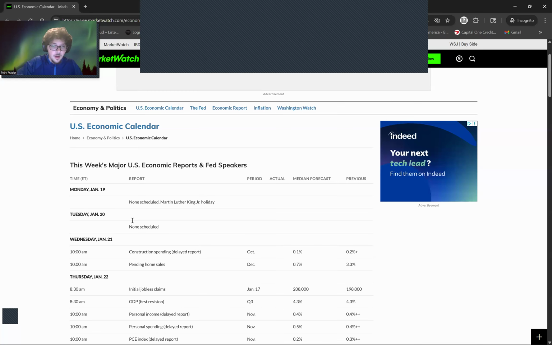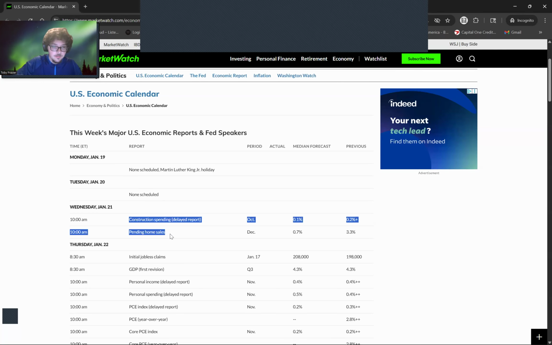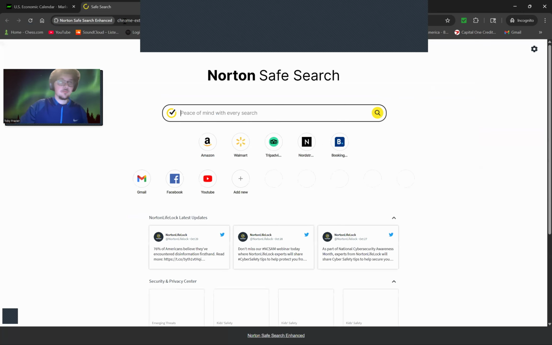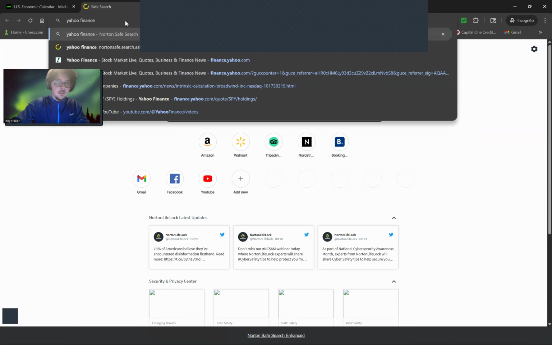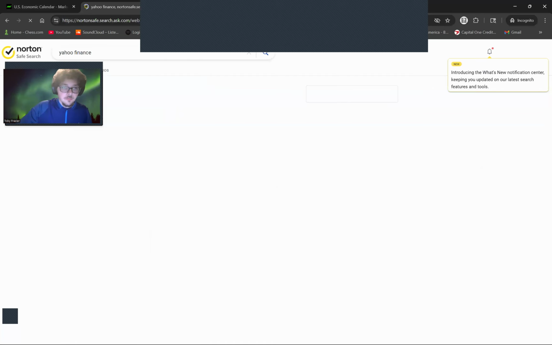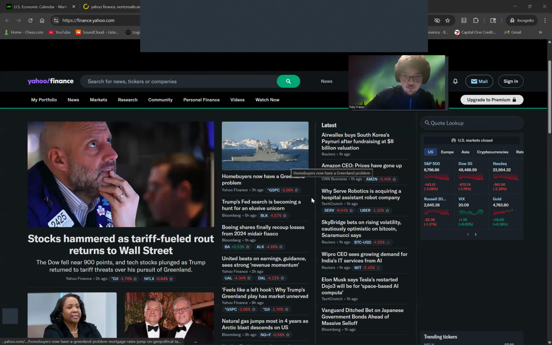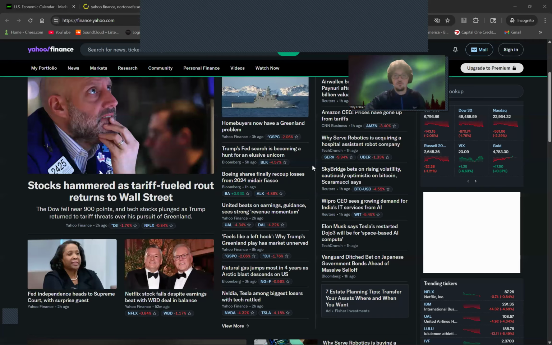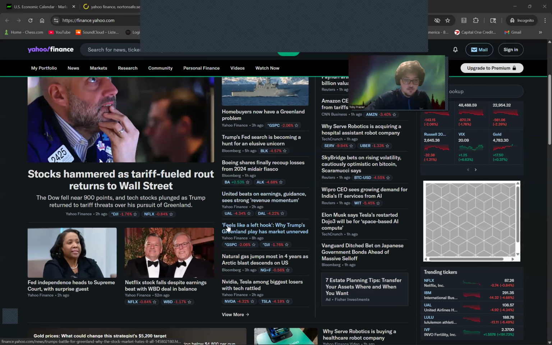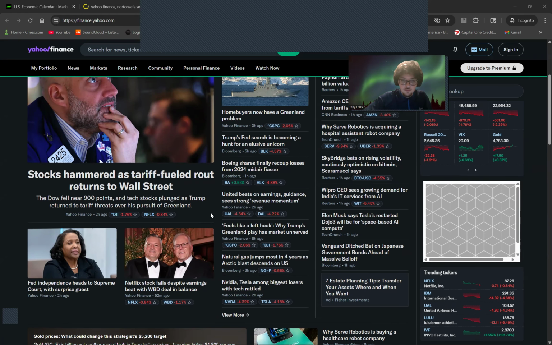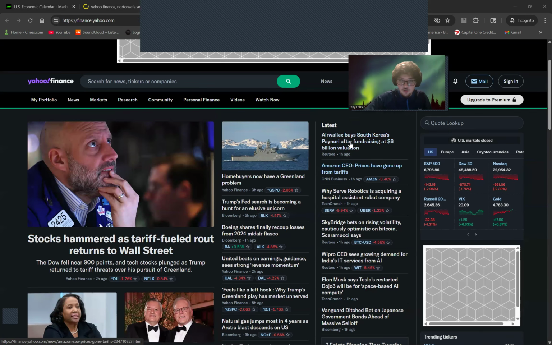So tomorrow I'm going to trade based off the current economics. I see that we have construction spending and pending home sales. I want to trade based off the current economics, so I'm going to go into Yahoo Finance. I know they're talking a lot about tariffs recently. Looking through some articles.